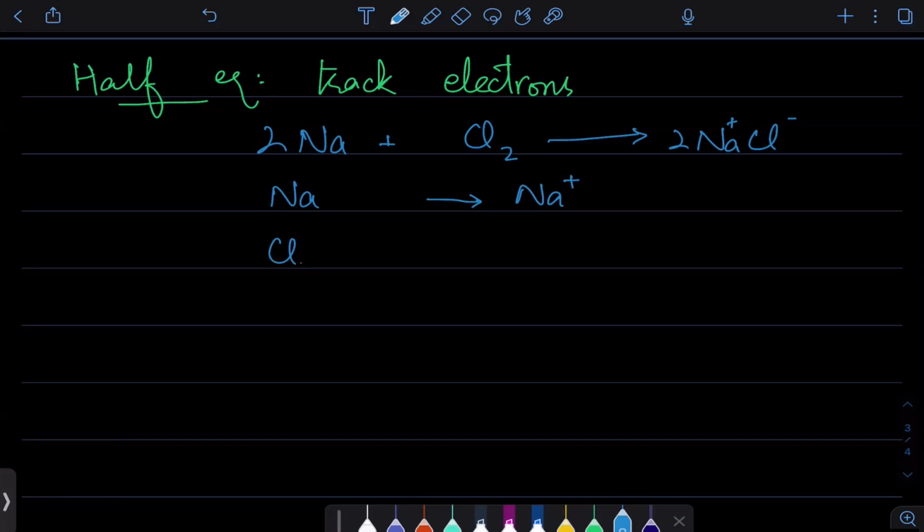And chlorine changed to chloride ion. Now, I have to somehow figure out how that happened. So of course, it happened because of electrons. Now, there are 3 things that you will add to make things happen. You can add protons to balance things out.